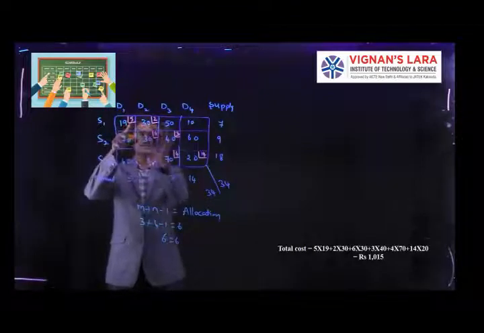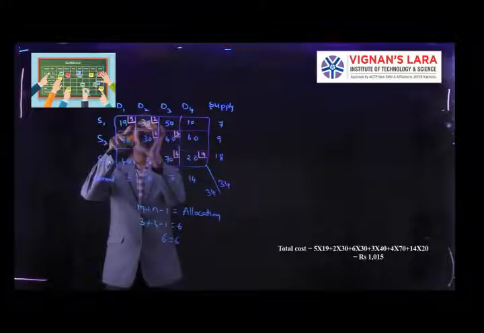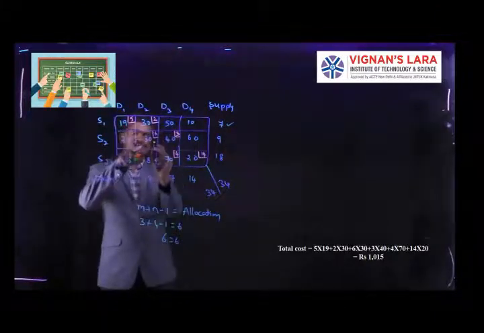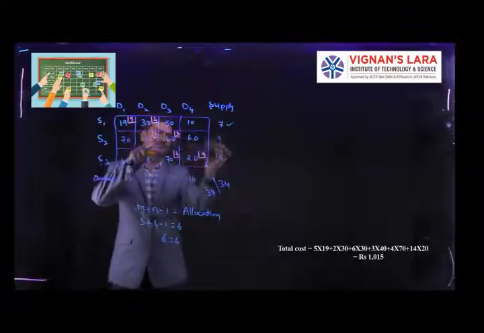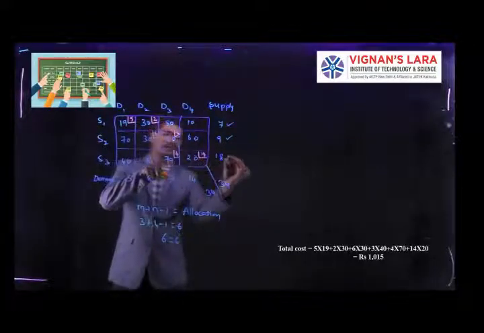Coming to the first row, here we are allocating 5 units and here we are allocating 2 units. Total 5 plus 2 is equal to 7. It is satisfied. Next, coming to the second one, 6 plus 3 is equal to 9. It is also satisfied. Next, coming to this, 4 into 14.